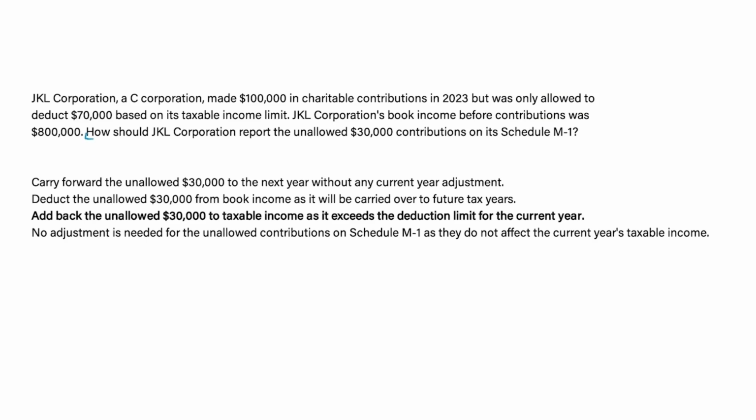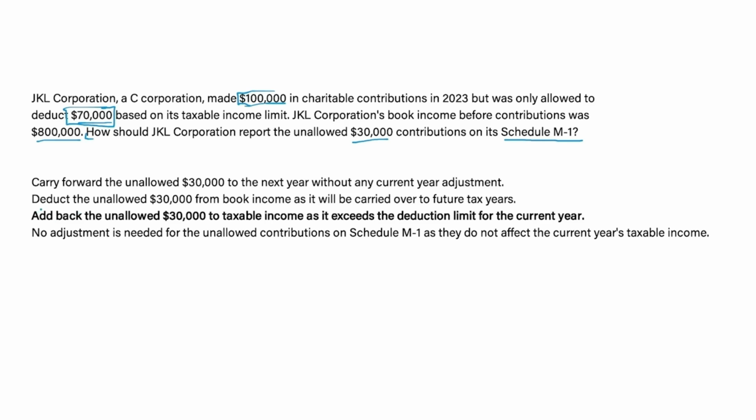How should JKL Corporation report the unallowed 30,000 contributions on its Schedule M1? So Schedule M1 is for reconciling tax income to book income. JKL Corporation, a C corporation, made 100,000 in charitable contributions, but was only allowed to deduct 70,000. The book income before contributions was 800,000. So their book expense is 100,000, but their tax expense is 70,000. This means there's a 30,000 temporary difference.